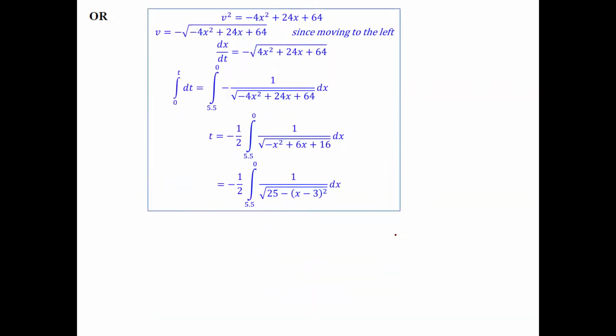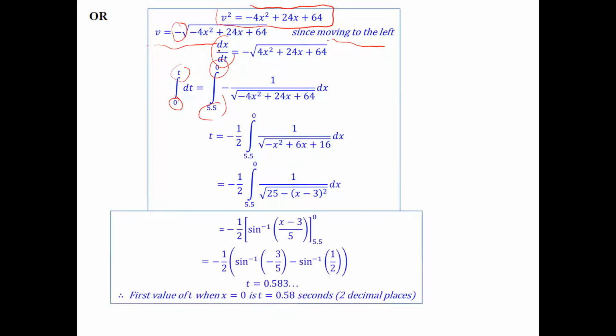The third method is more difficult. The student needs to use v squared in terms of x, find v in terms of x, taking the negative since the particle moved to the left. Then change v to dx by dt. Integrating by putting in the limits makes it easier for students not to worry about the constant. Then find that the first time is 0.58 to 2 decimal places.